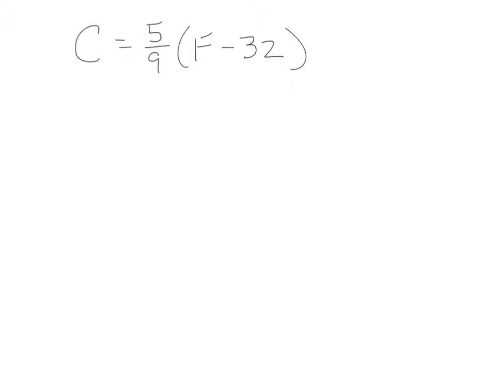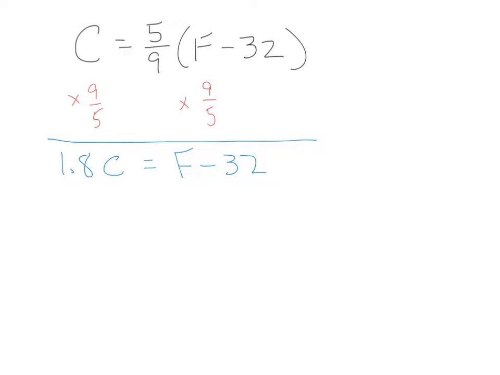Well, that would be solving this formula for F. So in order to do that, what I would do is multiply both sides by 9/5, which is dividing by 5/9. So I'm going to say times 9/5 on both sides. If we do this, we're going to get 9/5 C, which also could be written as 1.8 C, since 9/5 is 1.8 if written as a decimal, equals F minus 32. And then you simply add 32 to both sides.